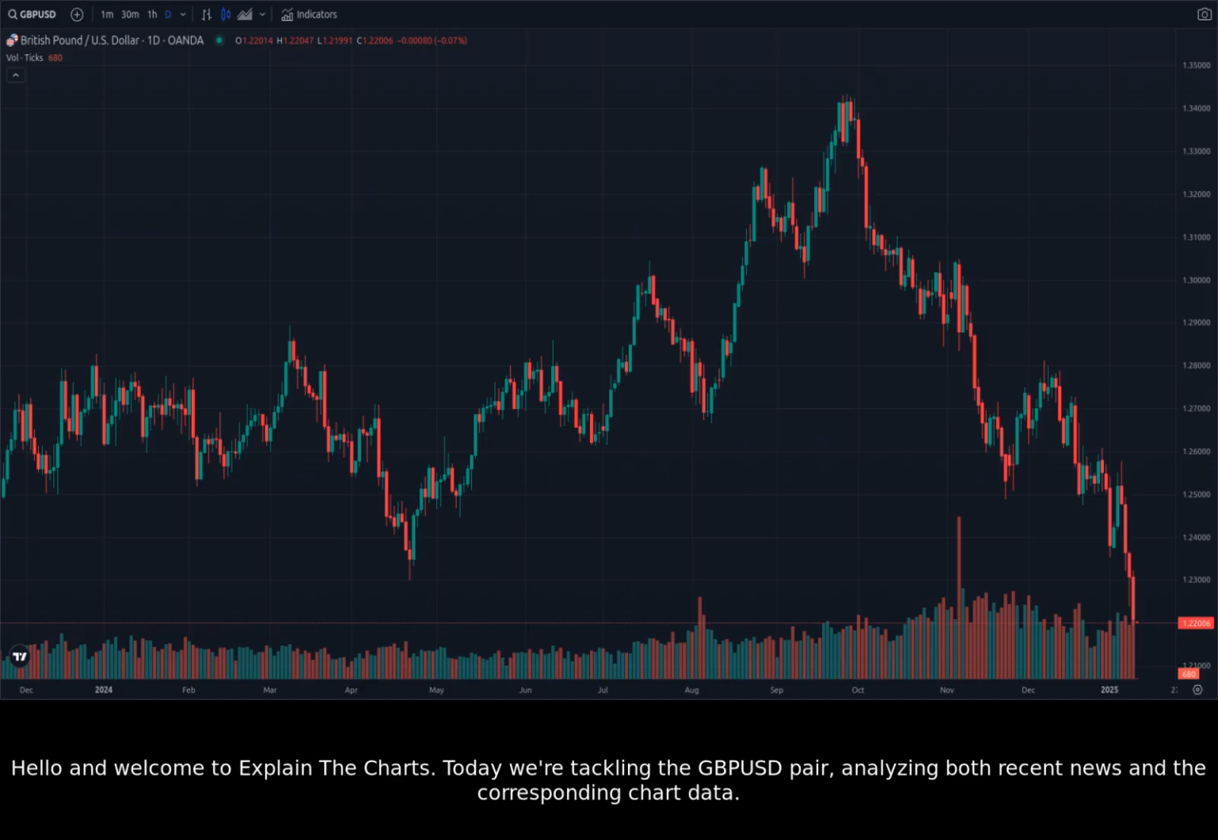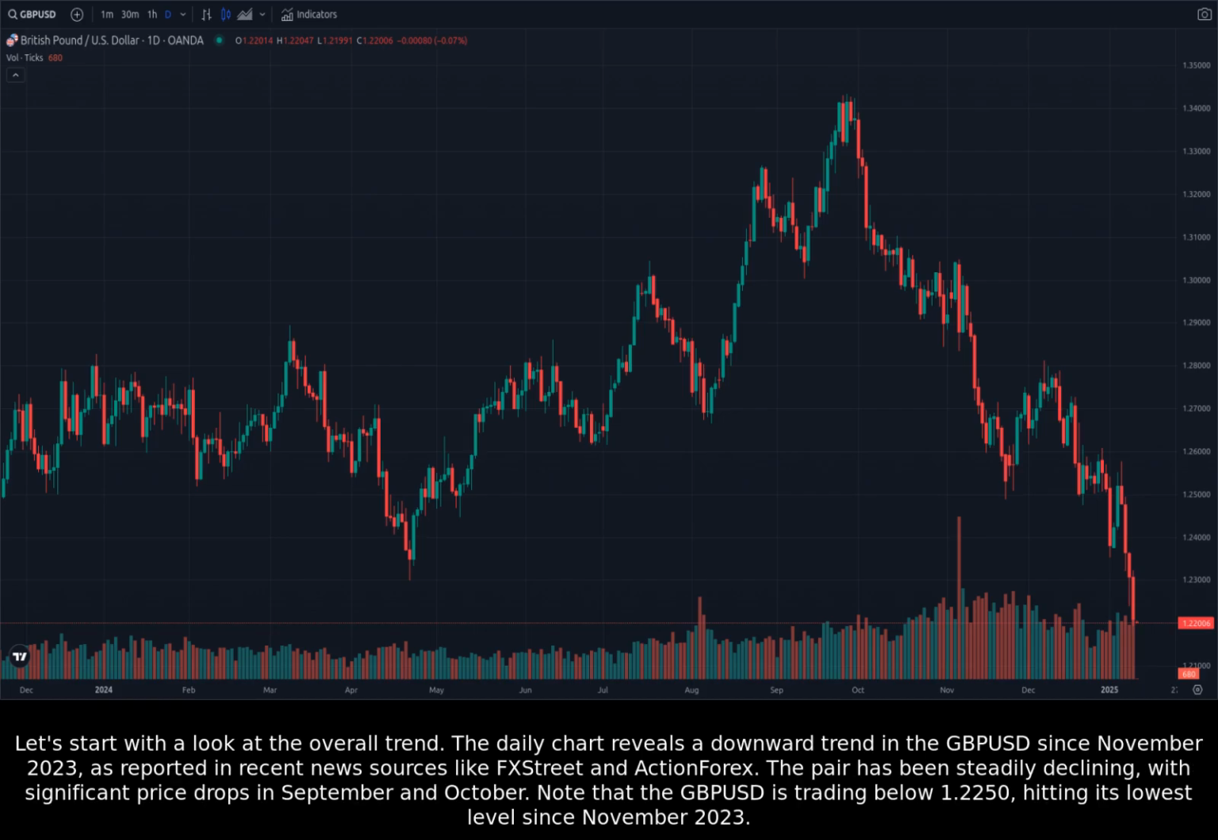Today we're tackling the GBPUSD pair, analyzing both recent news and the corresponding chart data. Let's start with a look at the overall trend.